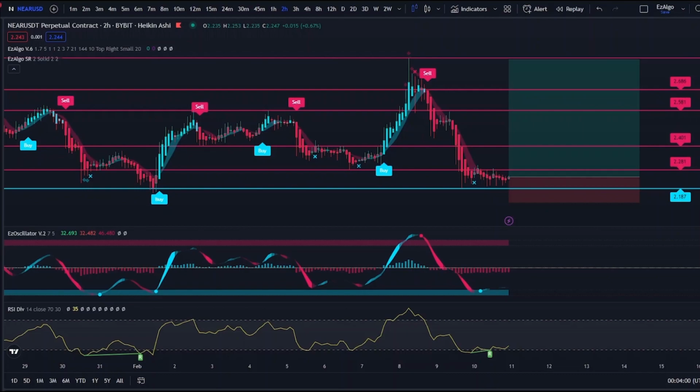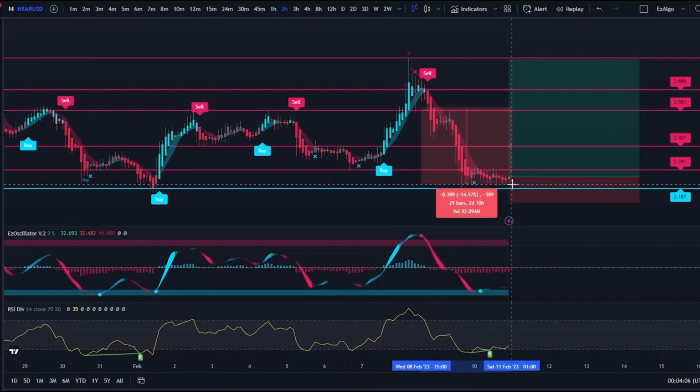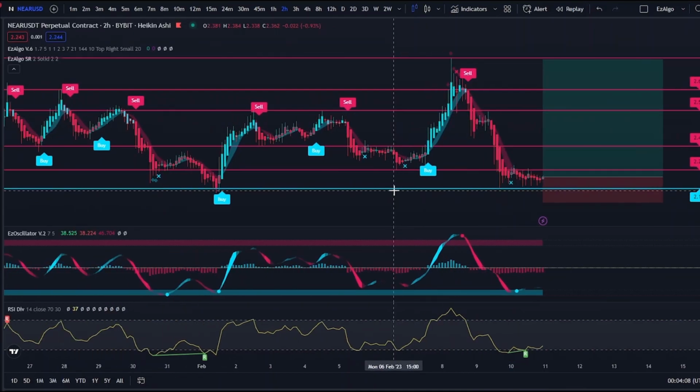So everyone is bearish right now. Obviously, price took a huge dump since this recent EzAlgo sell signal. Price is down almost 15% with no leverage. And that's when I get bullish.